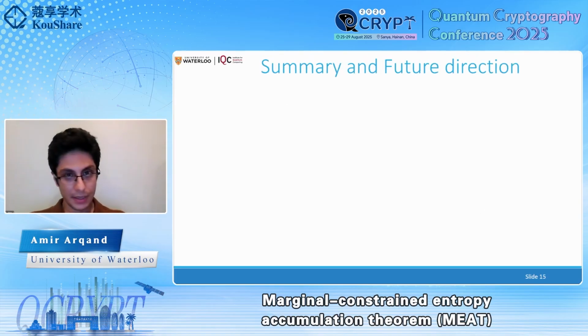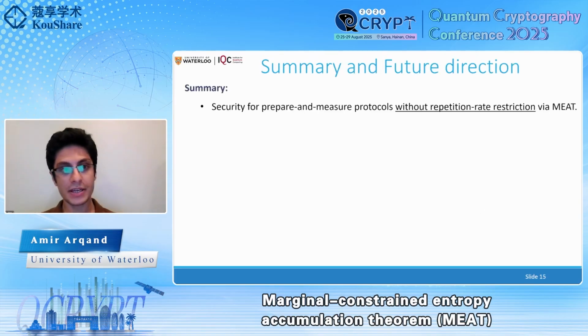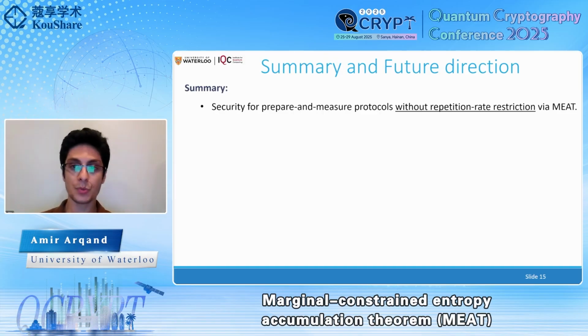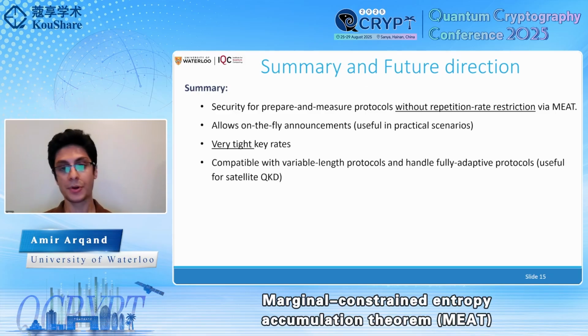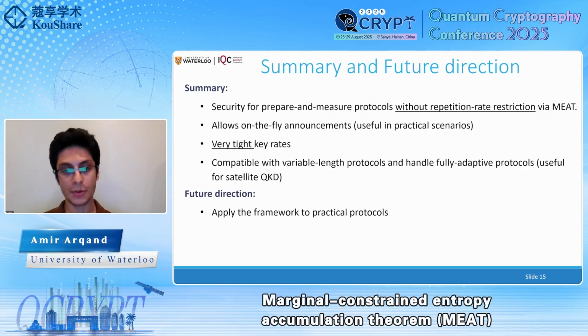All right, now to summarize, we provide a security proof for prepare and measure protocols without repetition rate restrictions via meet. The framework allows on-the-fly announcement, which is useful in practical scenarios. It leads to very tight key rates. It is compatible with variable length protocols and can handle fully adaptive protocols, which is useful for satellite QKD. And as for the future direction, well, obviously, we should apply it to more practical protocols and see what exact key rate we would obtain.